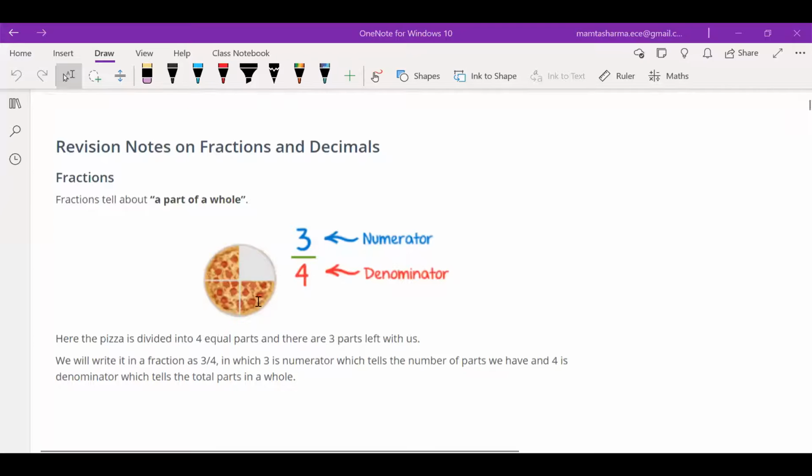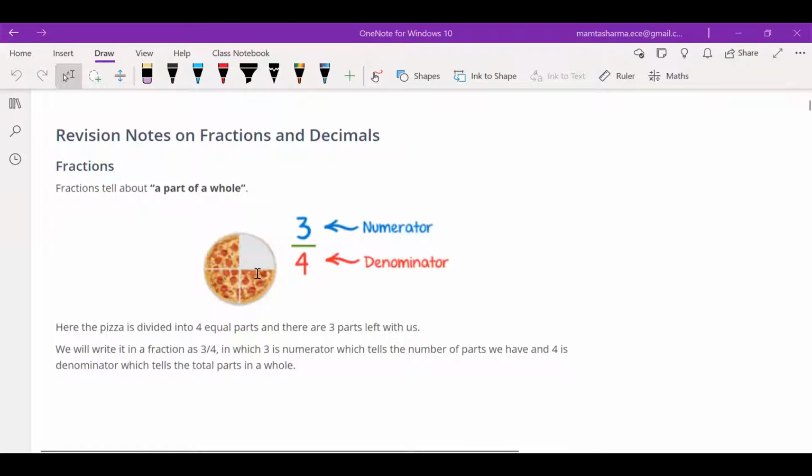Pizza. Okay. 4 pieces have been cut. Now, if one piece is eaten, then how much is left? Still 3/4 is left. 3 pieces are left. As a fraction, you can say the total were 4 and 3 have been eaten. It means the fraction would be 3/4.